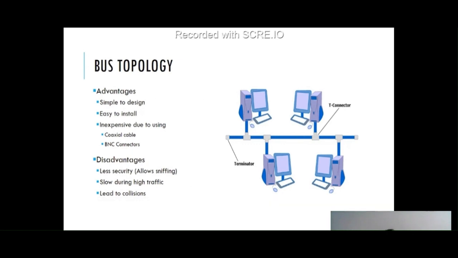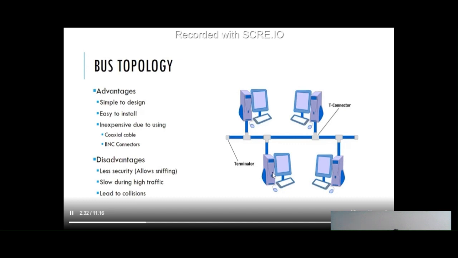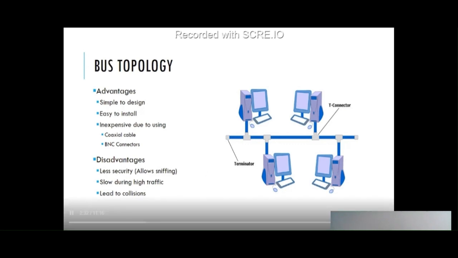And what are the disadvantages? It has less security and allows sniffing. Sniffing means anyone can easily access your computer. It is slow during high traffic, very slow during traffic. If one computer is sending data, then other computers cannot send data faster, so they have to wait. That is a disadvantage. It leads to collisions.